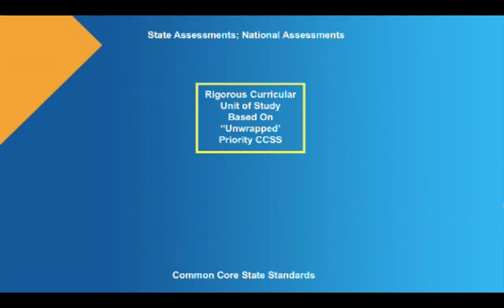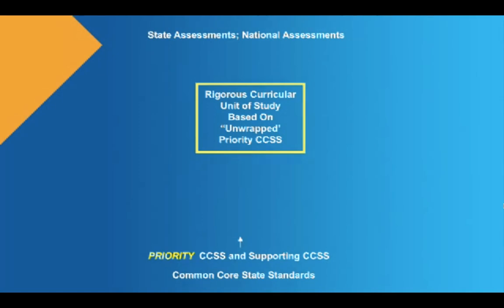And then right in the middle, you see a square, which I call the organizing building block of the whole model. It's the rigorous curricular unit of study based on the unwrapped priority Common Core state standards. Now, that's a mouthful, but basically what that means is we're going to be, first of all, prioritizing the Common Core so that we have the priority standards and the supporting standards clearly decided.